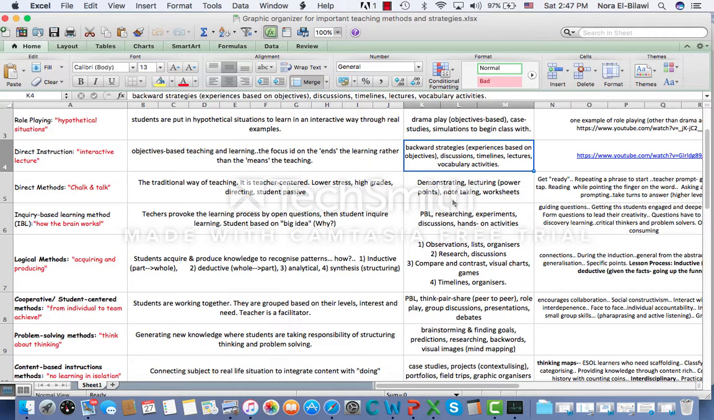So how do you do that? How does the teacher use this method in a classroom? What are the activities that best match with this method?